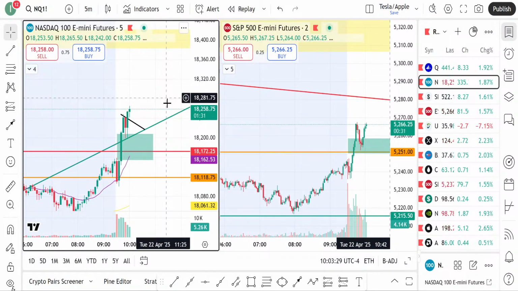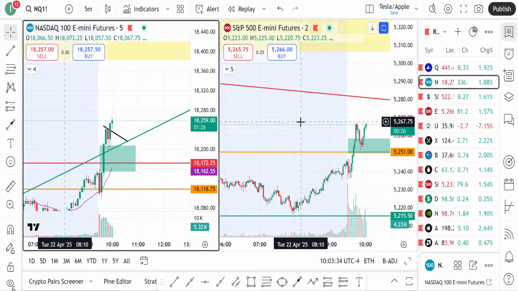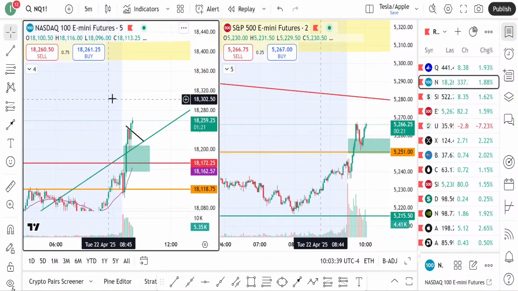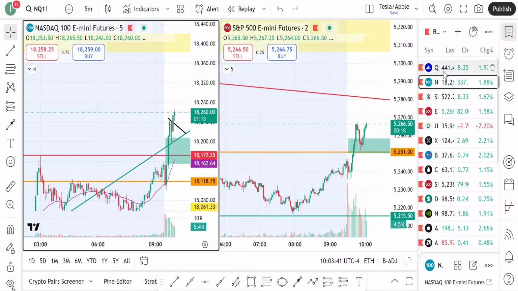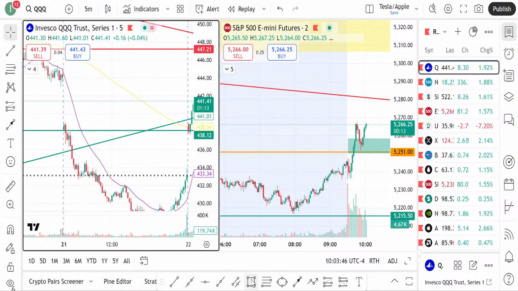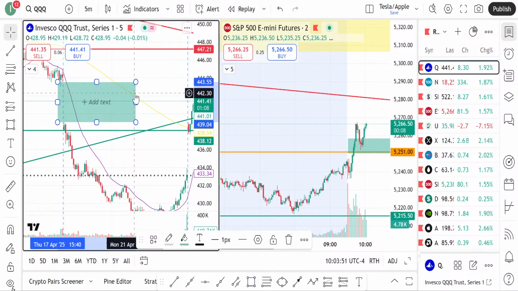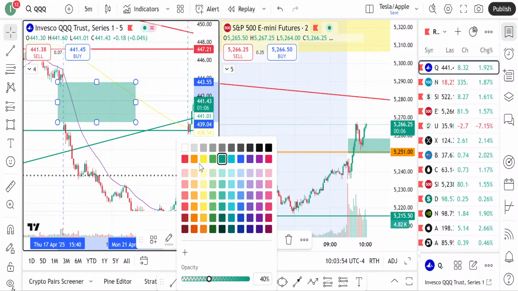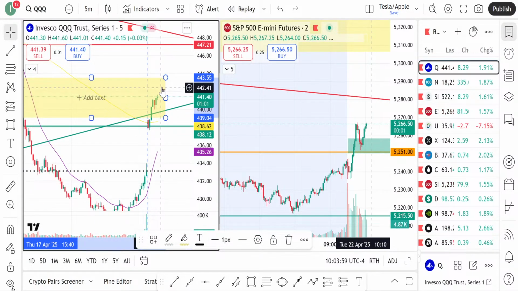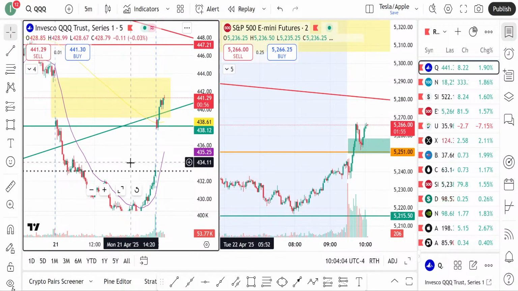All right, just waiting here for this thing to keep going. I was looking at the Qs, how we have that gap, and we have this gap right here. And so we could be going all the way up, filling that gap before we start to come back down.